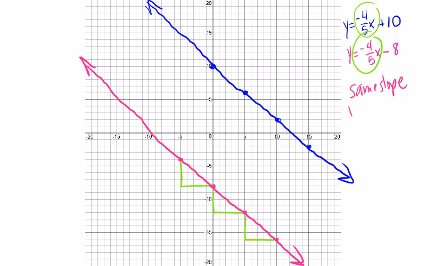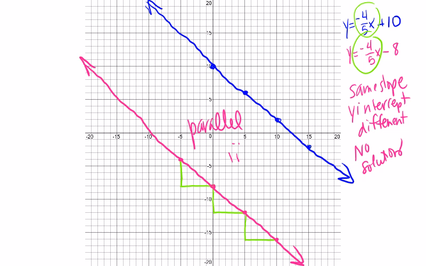And what you'll see, which we already know, is that if our slopes are the same and our y-intercepts are different, there's going to be no solution. So these lines will never cross. These are parallel lines, so they'll never cross. There's no solution. There's never going to be a point of intersection on these. So this is an example of no solution graphed on a coordinate plane.